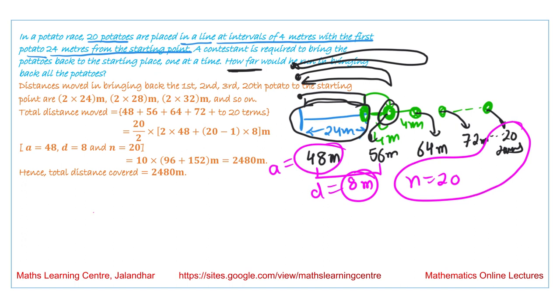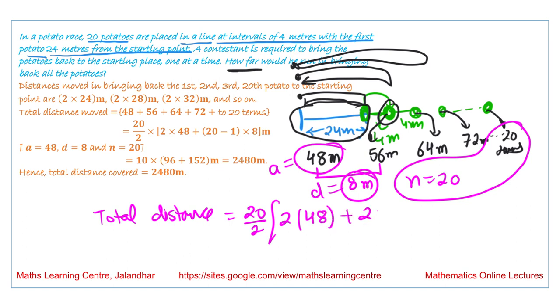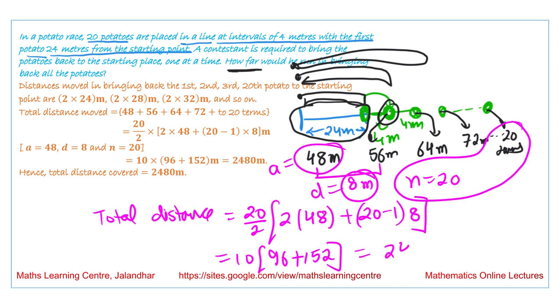So the total distance traveled, that is the sum of all these values, is N by 2 into 2A plus (N minus 1) into D. So the answer we obtain is 10 into 96 plus 152. So that is equal to 2480 meters. So we are saying that the total distance covered is 2480 meters.